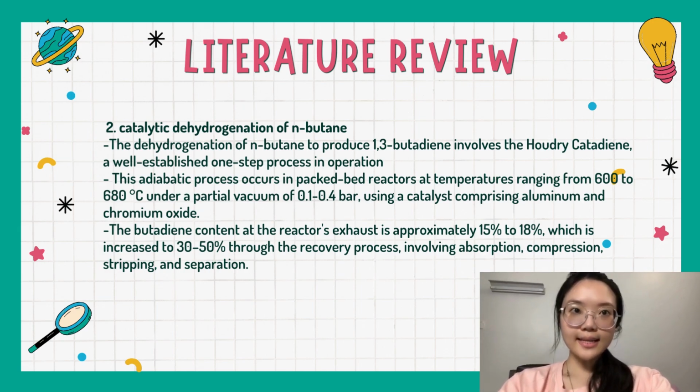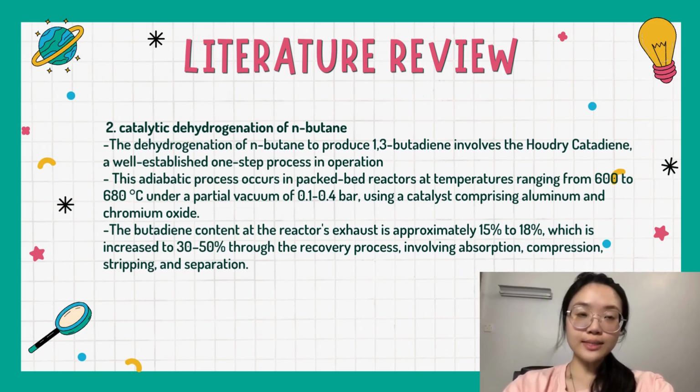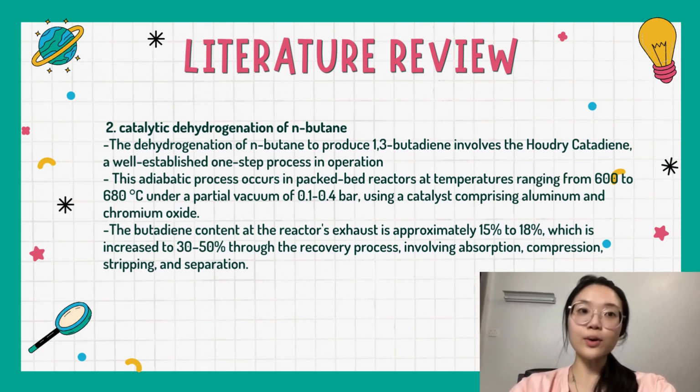The second is catalytic dehydrogenation of N-butane. The dehydrogenation of N-butane to produce 1,3-butadiene involves the Catadiene process, a well-established one-step process in operation. This adiabatic process occurs in packed bed reactors at temperatures ranging from 600 to 680 degrees under a partial vacuum of 0.1 to 0.4 bar using a catalyst comprising aluminium and chromium oxide.